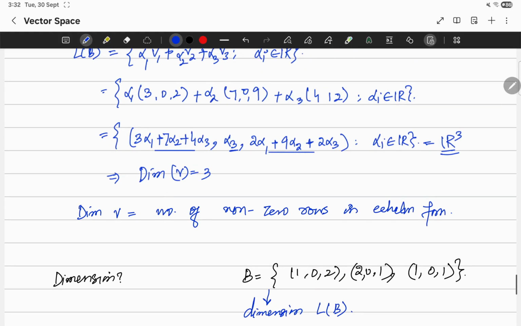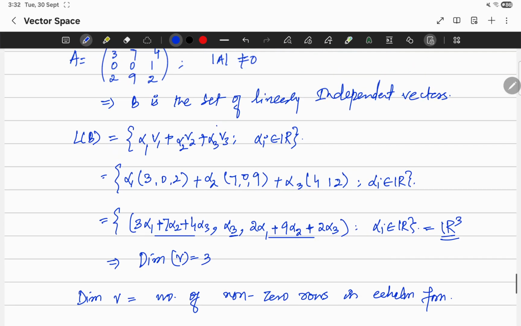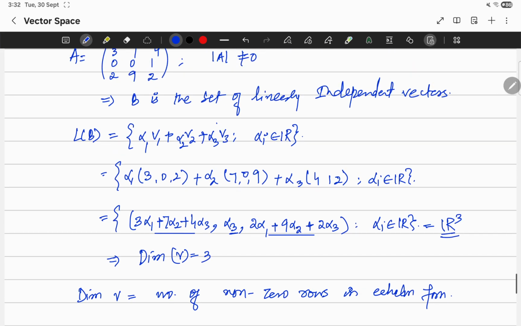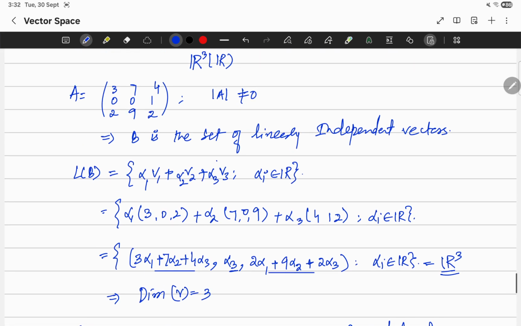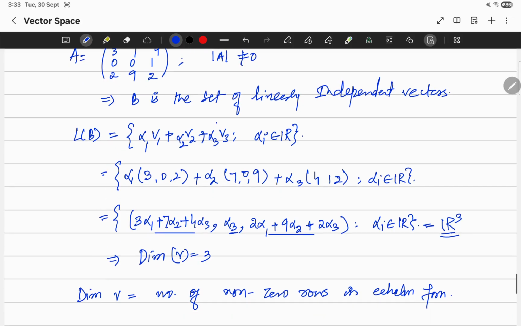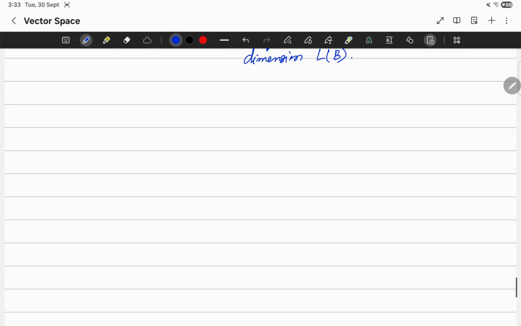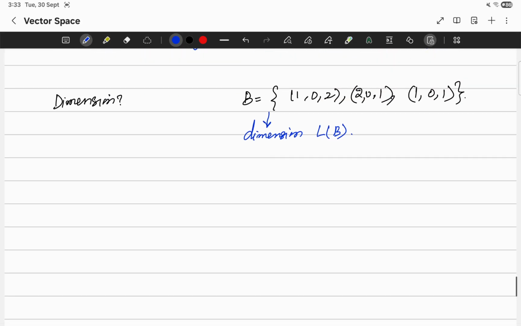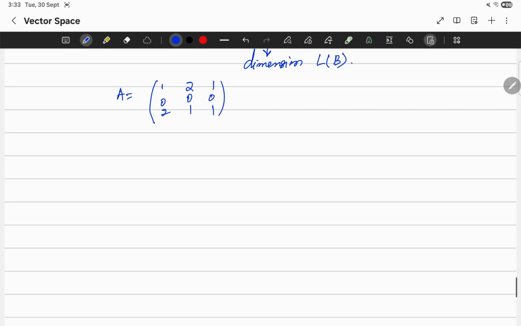For example, here the dimension will be the dimension of the linear span. If you check that it is linearly independent, the dimension is 3, the rank is 3, the number of non-zero rows. So from this you can make a matrix: A is equal to (1 0 2), (2 0 1), (1 0 1). Now you can create an echelon form.